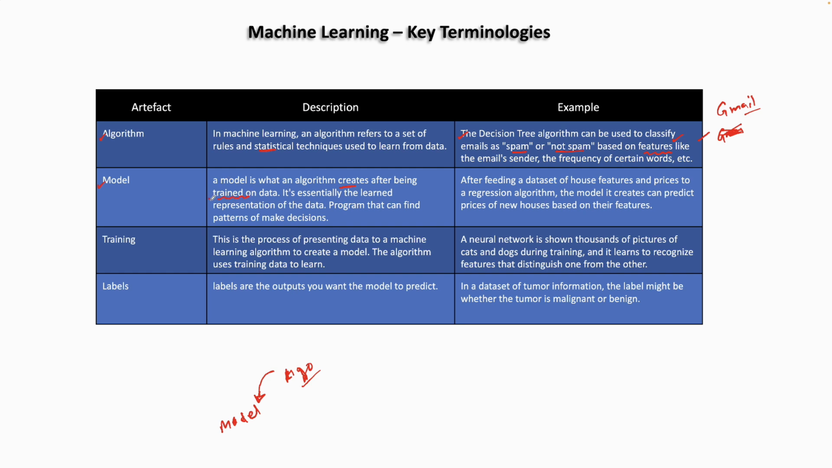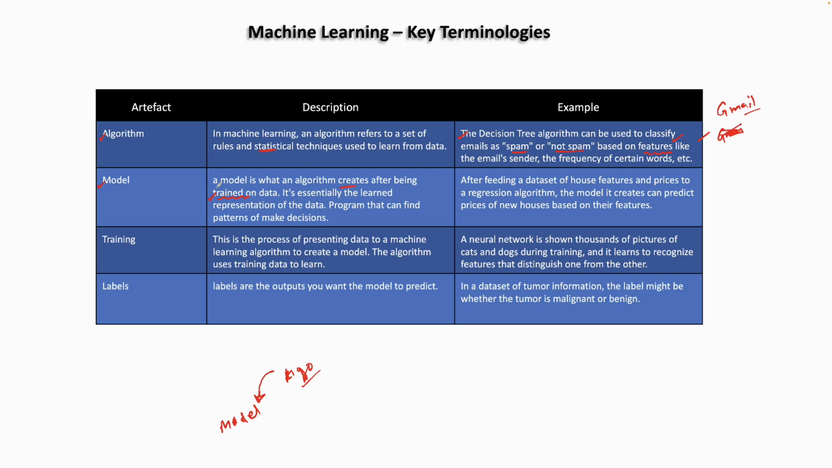We'll look at training as well, but for the moment, just try to understand that a model is coming from an algorithm, right? So it is essentially the learned representation of data. Another way to say a model is it's a learned representation of data. If I keep on feeding the data, then based on that, I can easily learn from that data, right? And then the program that can find the patterns to make the decisions. So think of it like a Python program, right? We will see in more details as well.